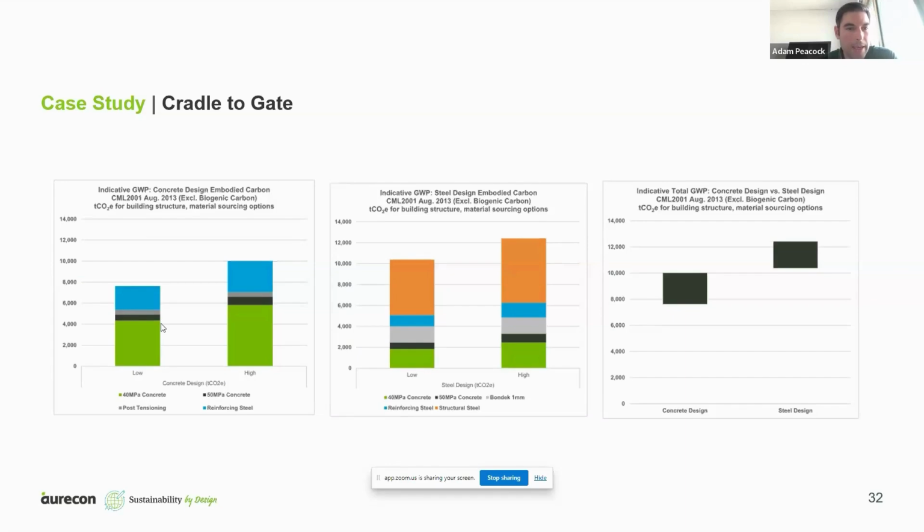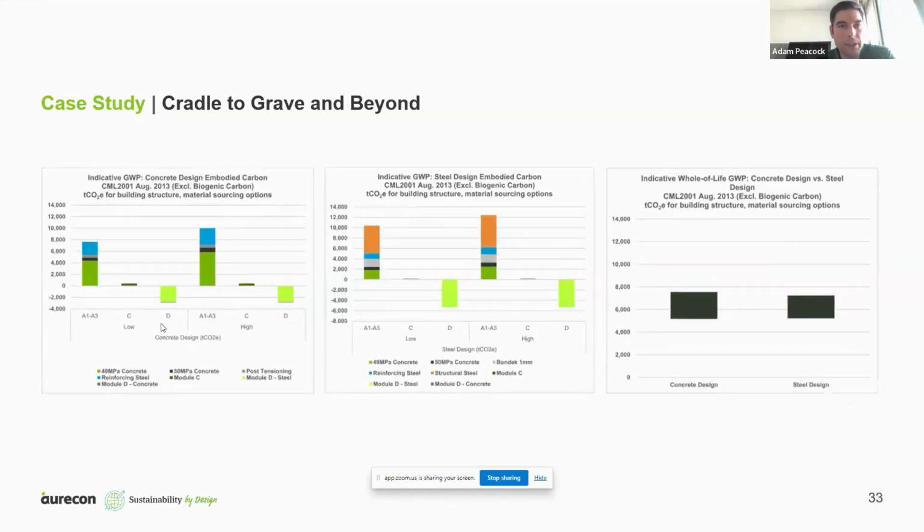The colors there are breaking down for the different construction materials within the building. So the 40 MPa concrete, the post-tensioning, the 50 MPa concrete, the reinforcing steel, etc. And then the low and the high are basically the upper bound and lower bound based on different suppliers. So different concrete suppliers, different steel suppliers will have higher or lower embodied carbon associated with their products. So basically it's showing that the concrete is slightly less than the steel day one.